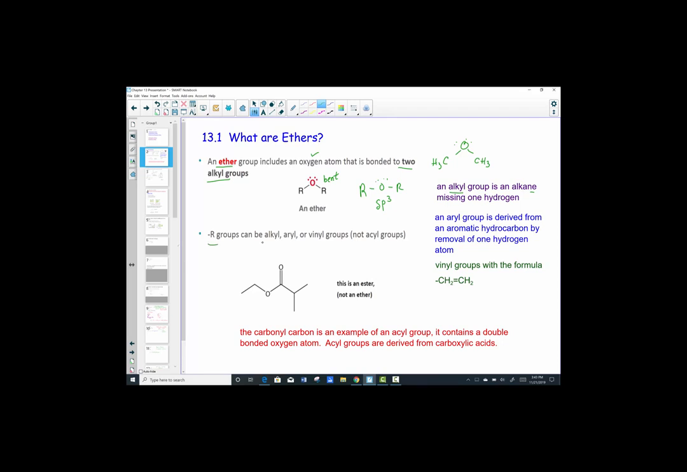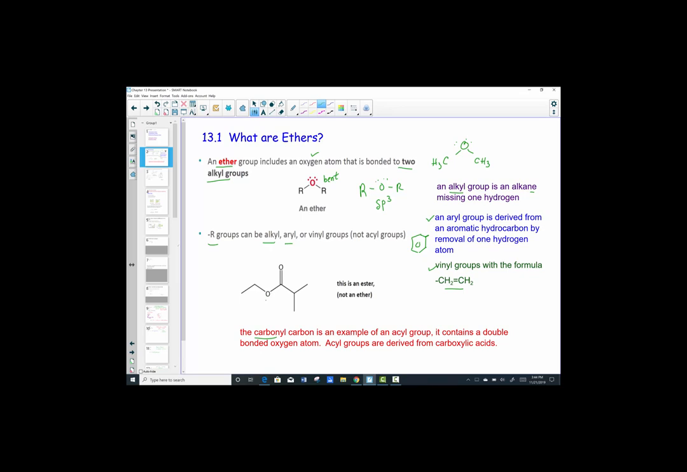The R groups can be alkyl, which is an alkane minus that hydrogen. They could be aryl, which is derived from the aromatic hydrocarbons, so perhaps a benzene ring, again minus a hydrogen to serve as a site of attachment. Or they could be vinyl groups, which are just the alkenes, but they cannot be next to a carbon that is double bonded to an oxygen.